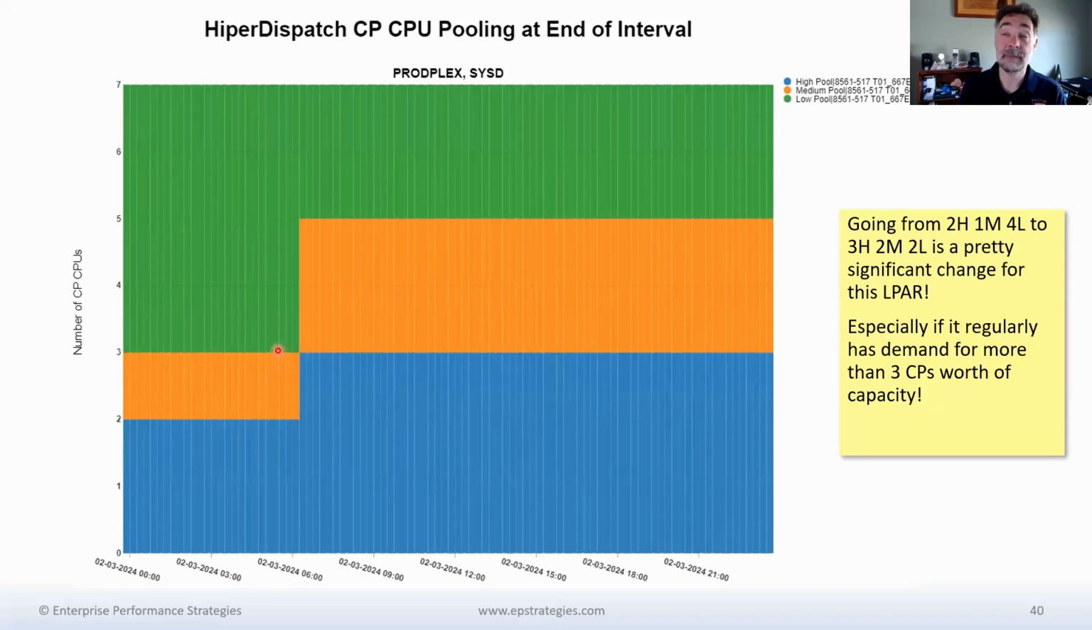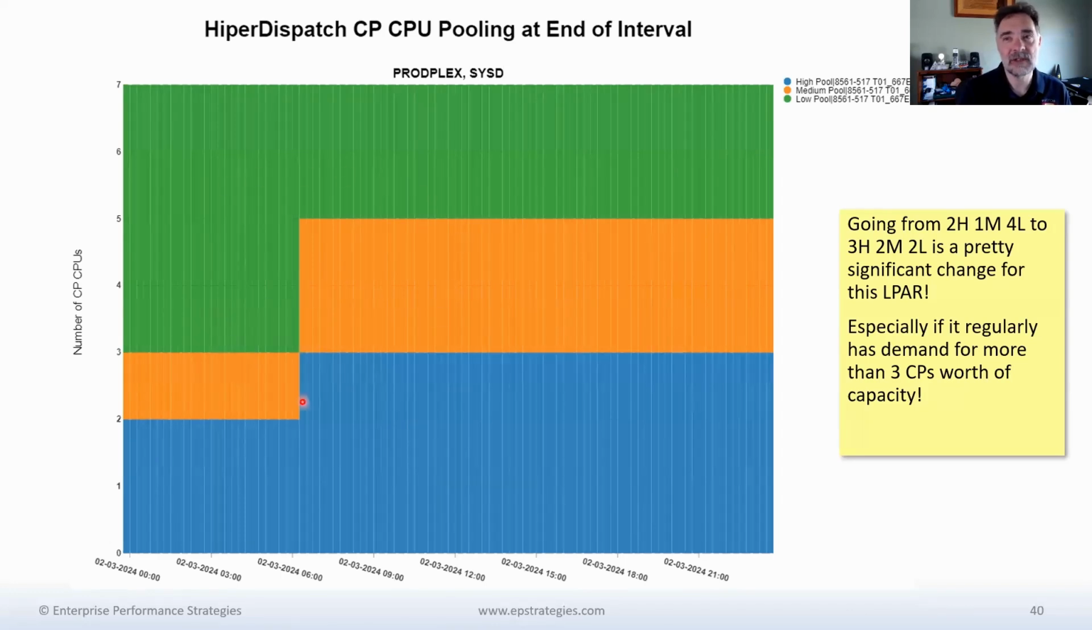So here's an example of a system where they are shifting weights overnight versus daytime. And this is pretty significant for this sysd LPAR here. You can see when the weight changes, they go from 2 high pool processors plus a medium to now 3 plus 2 mediums, okay? So this is pretty significant, especially if this LPAR needs the capacity of at least 3 CPs or 4 CPs or even 5 CPs during the day.